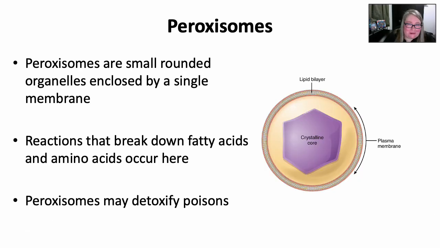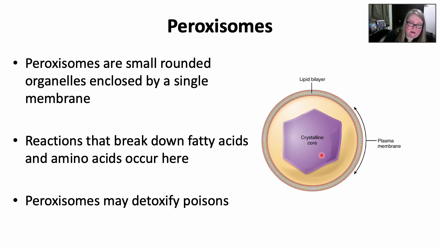Okay, the next organelle that we're going to talk about is the peroxisome. Okay, peroxisome, that's a fun name. So peroxisomes are a small round organelle with a single membrane. Okay, so mitochondria has two membranes, peroxisome only has one. So inside this single membrane is what we call the crystalline core.